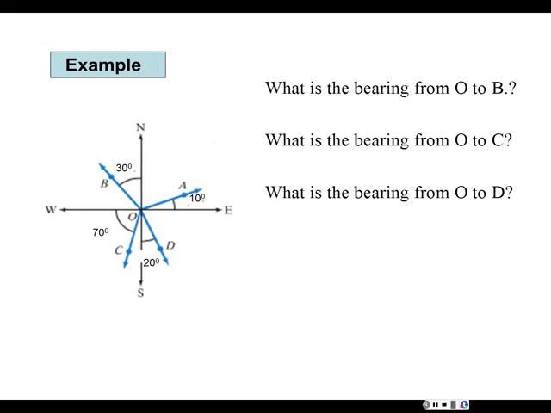All right, so the first one, bearing from O to B is north 30 degree west, and O to C is west 70 degree south, and O to D is south 20 degree east. Any question here?